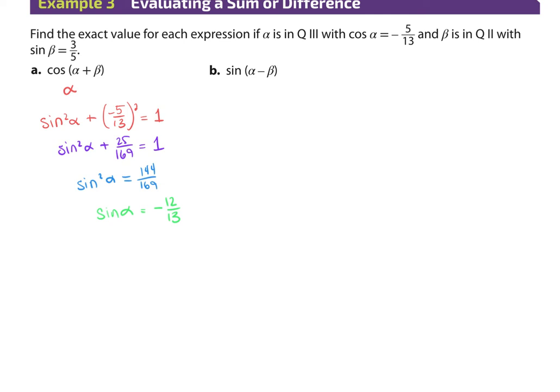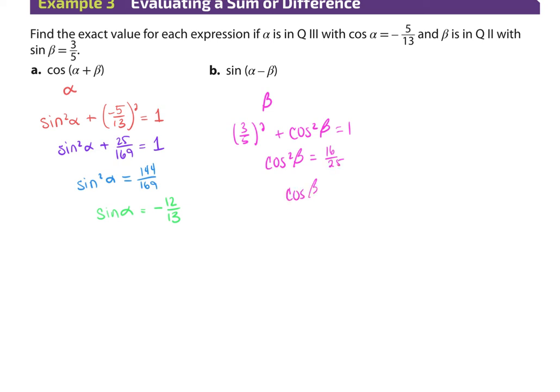All right, I need to do the same thing with beta, because for beta I also only have 1. For beta, they've only given me the sine value, so I'm going to say sine squared plus cosine squared of beta, not alpha, equals 1. Again, the cosine squared of beta is going to equal 25 over 25 minus 9 over 25, so 16 over 25. This guy's going to give me 4/5.